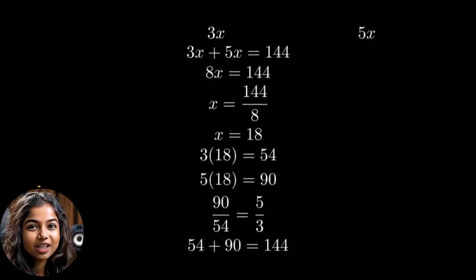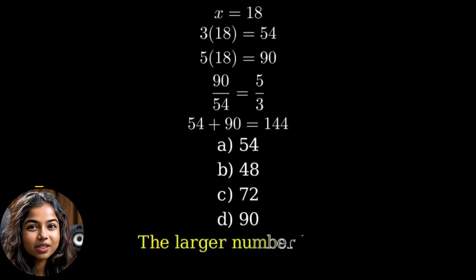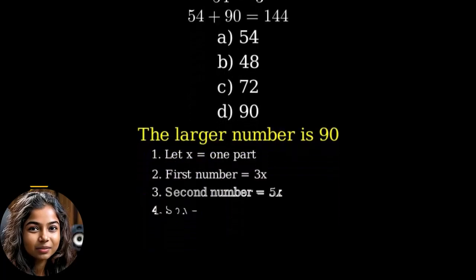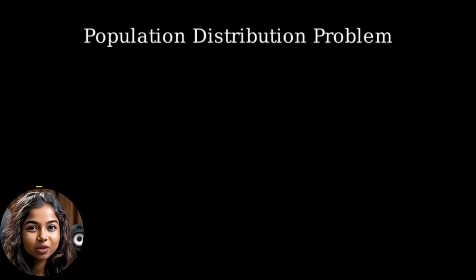Now looking at our options, A. 54, B. 48, C. 72, or D. 90. Since we're asked to find the larger number, and we calculated that to be 90, the correct answer is D. 90. To summarize, we solved this problem by first letting x represent one part of the ratio, then expressing our numbers as 3x and 5x. Next, we use the sum to find x.